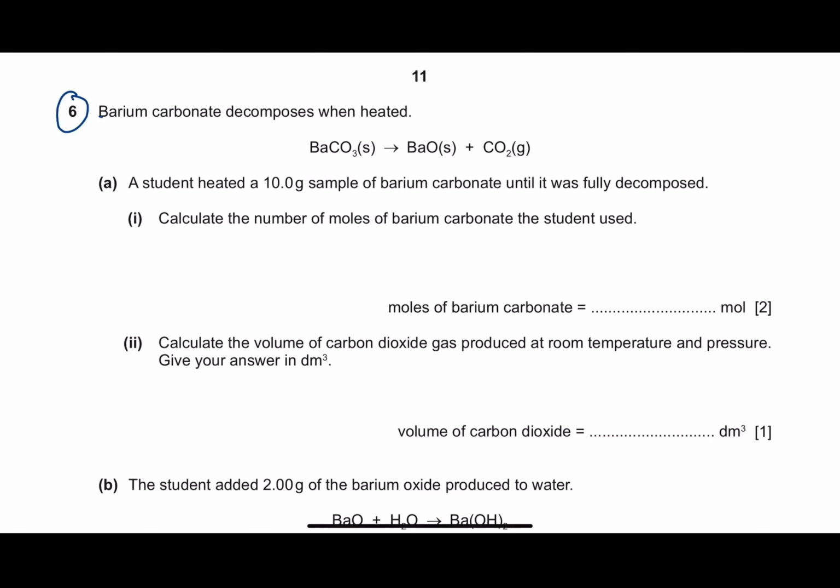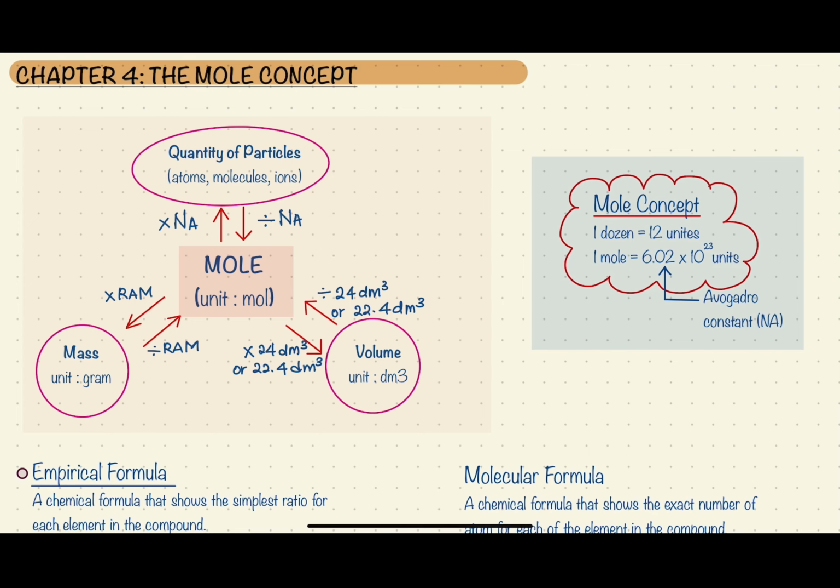It says that barium carbonate decomposes when heated. It gets barium oxide and carbon dioxide. A student heated a 10-gram sample of barium carbonate until it was fully decomposed. Calculate the number of moles of barium carbonate the student used. For this question, you have the mass and you would need to find the mole.